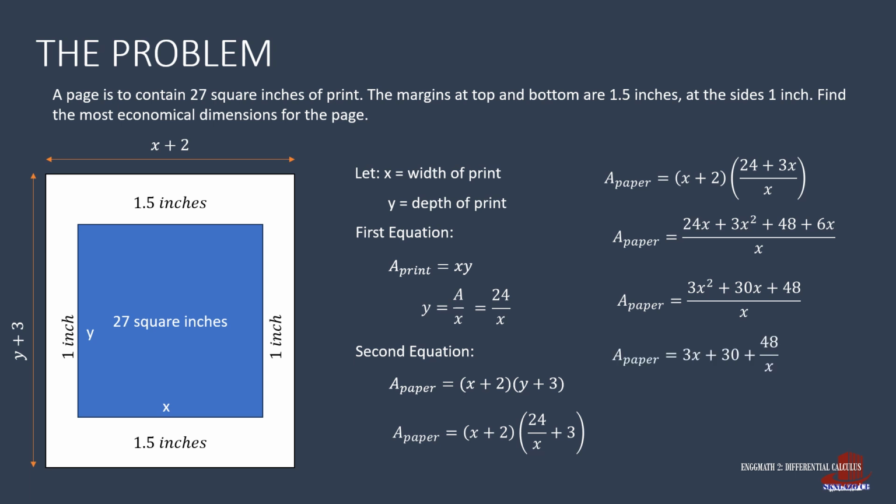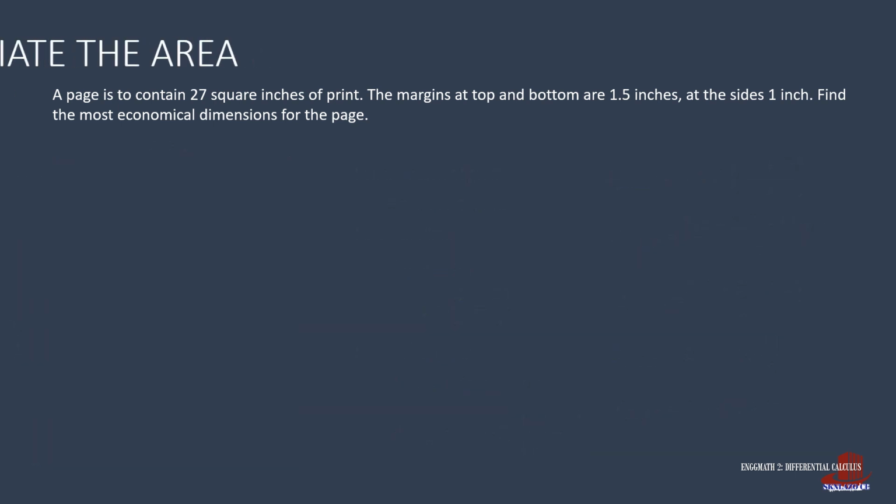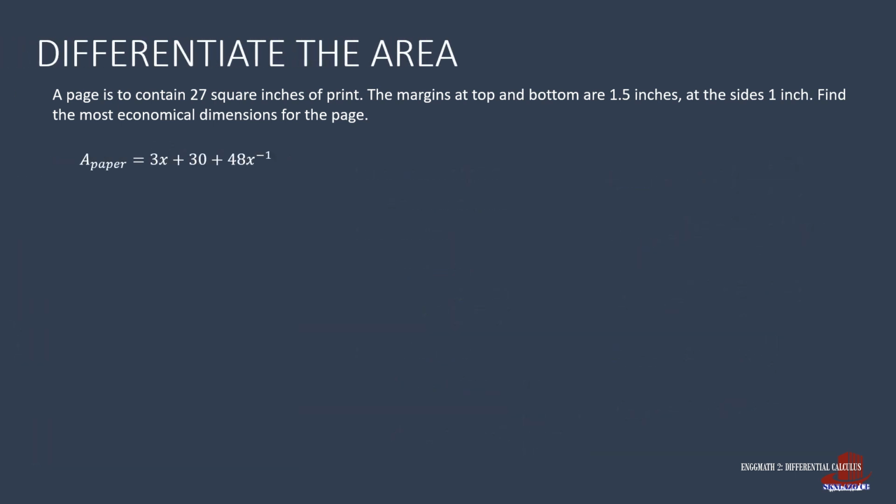Now simplify each term by dividing everything by x to get 3x plus 30 plus 48 over x. Place the denominator on top by using its reciprocal. So the area of the paper is then 3x plus 30 plus 48x raised to negative 1. Having the simplified function, we can then differentiate it.